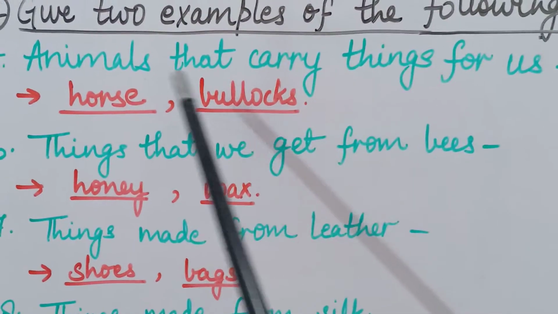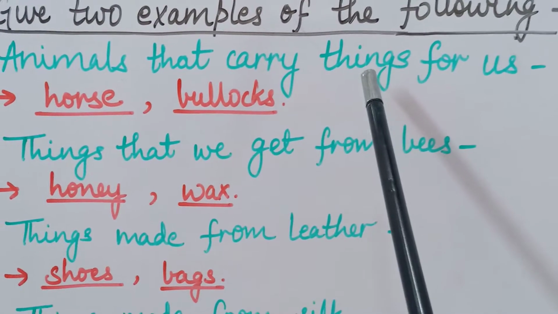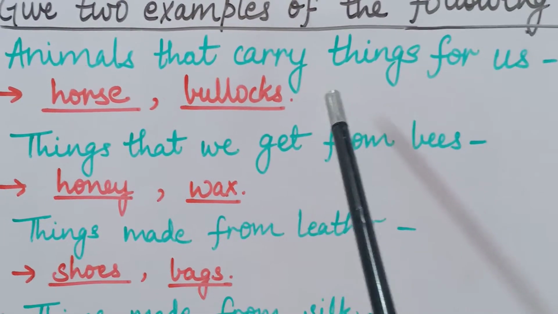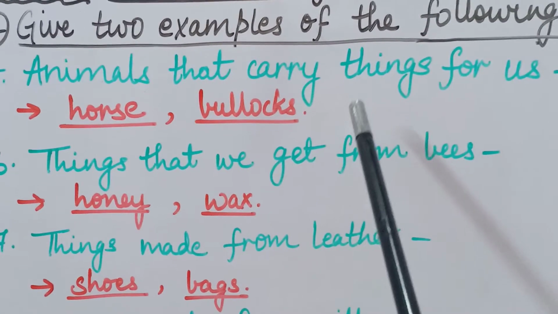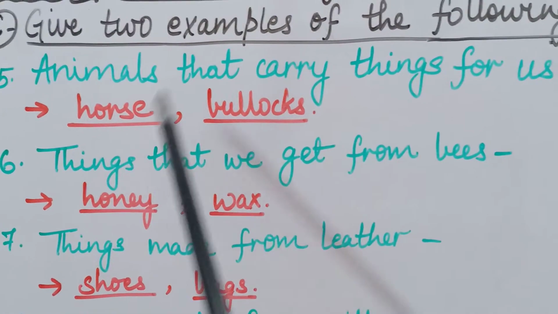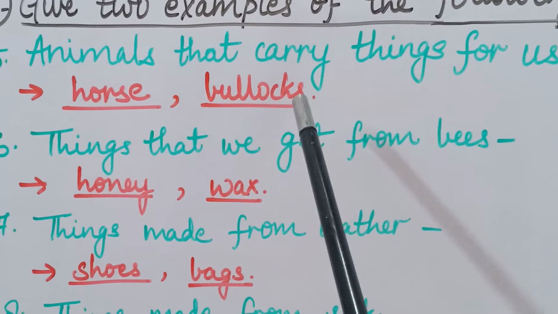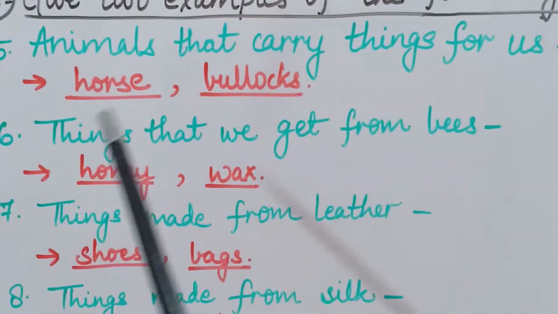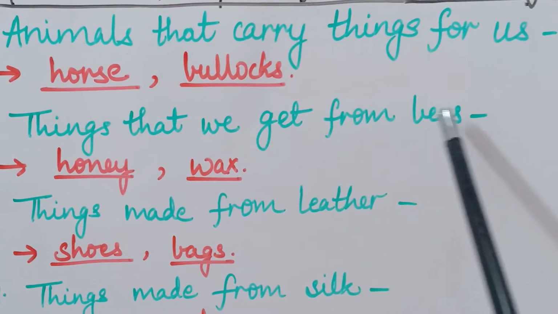If you don't remember horse and bullocks, you can also write the other two examples that were given in your book, and those examples were elephant, okay, and camels. So you can write horse, bullocks, elephant, camels, any two examples you can write. Okay, now coming to the next, things that we get from bees.